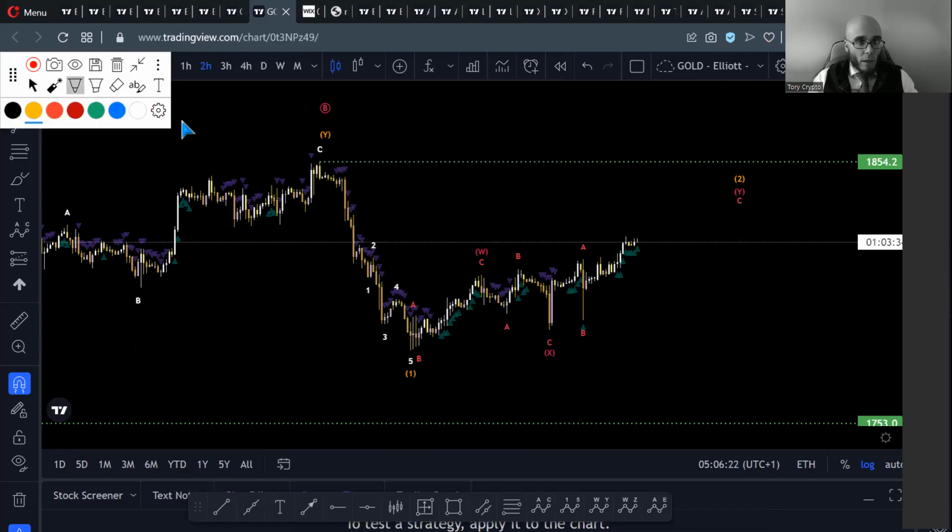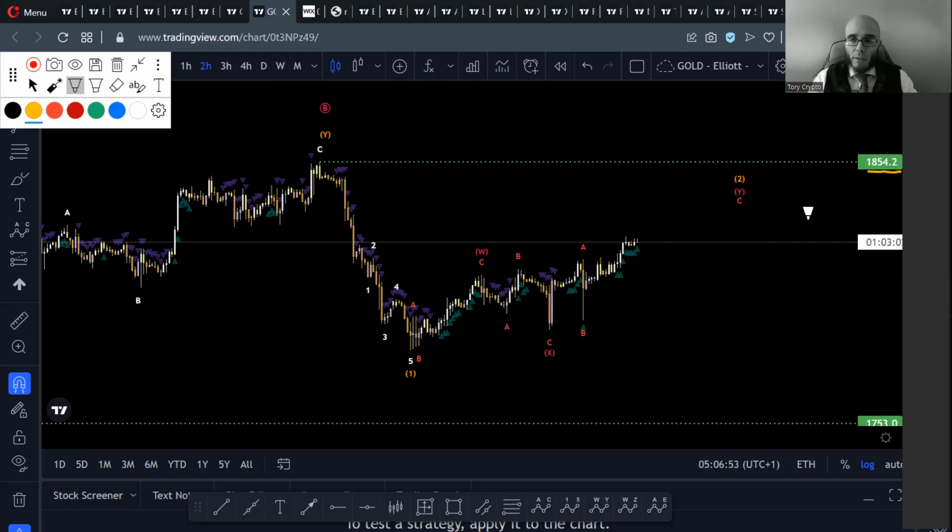Because you could enter a short position once you get close to the start of wave 1. You could enter a short position and put your stop loss just above 1,854. That's a way to do it. I like waiting for Ichimoku, but that's a way to do it. So once you think that 5 waves in wave C are accomplished, you can put a short position in, and you put your stop loss just above 1,854.20. That's the way you do it.